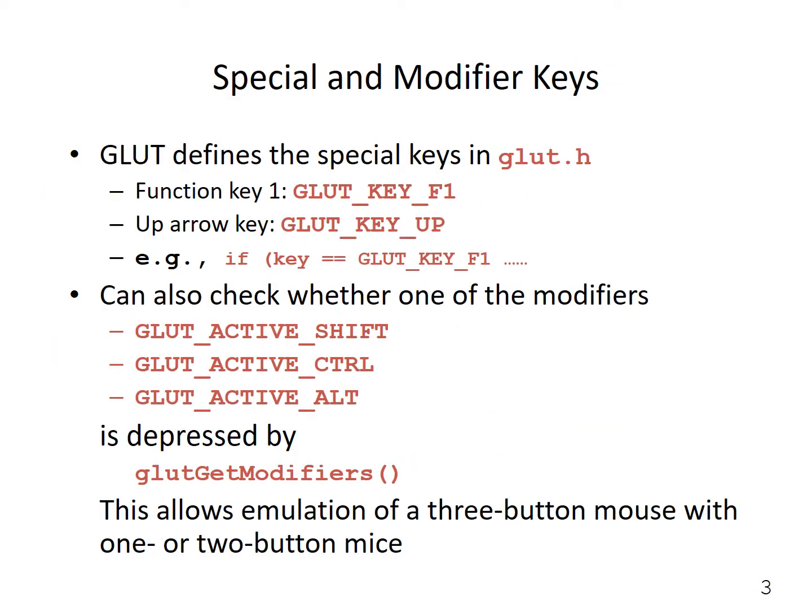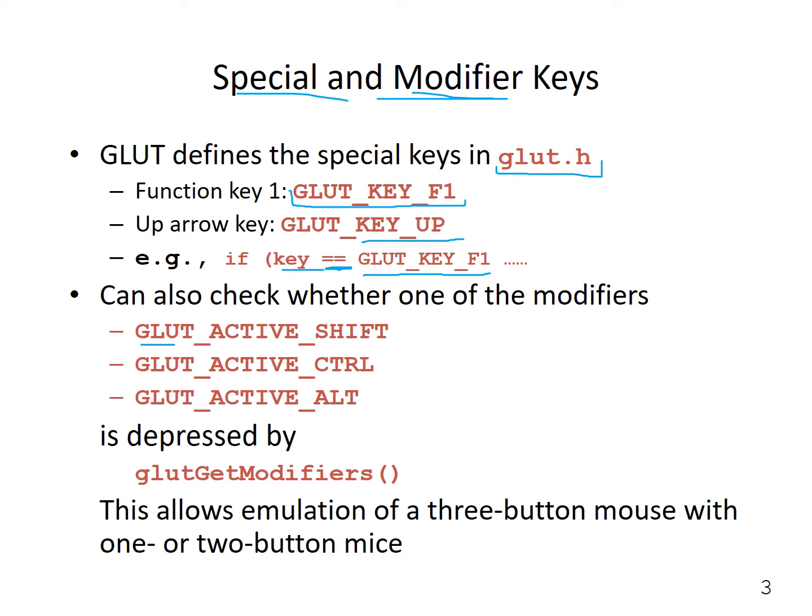In addition to the alphabets and the numbers, our keyboards also have special keys and modifier keys. These keys are also defined in glut.h. For example, the function key F1 is defined as GLUT_KEY_F1, and the up arrow key is defined with GLUT_KEY_UP. And if you want to detect, for example, the function key F1, we will say if key is equal to, which is the double equal sign, GLUT_KEY_F1, and then specify what should happen.